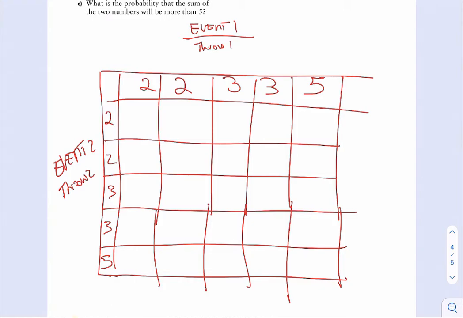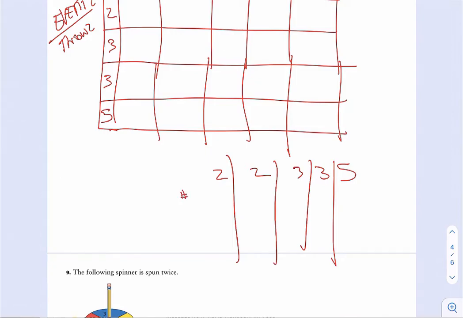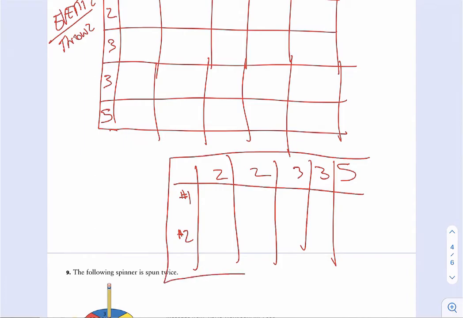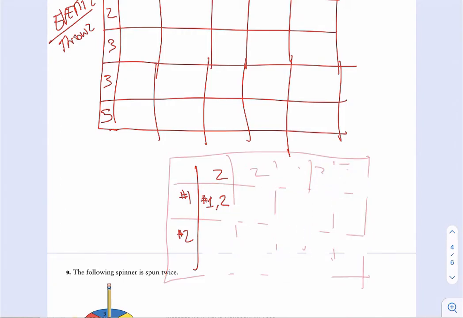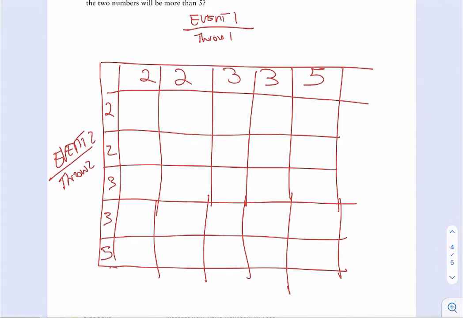Okay, so this is the most common mistake here. Often we see people will put the 2, 2, 3, 3, 5 along the top, and then over here they'll have throw number 1 and throw number 2. Okay, or spin number 1 or spin number 2 or whatever it is. Please do not do that, because that means you could get a throw number 1 and a 2. You can't score a throw number 1 or score a throw number 2. Okay, though remember, we always check and make sure the outcomes that we say are possible are actually possible.